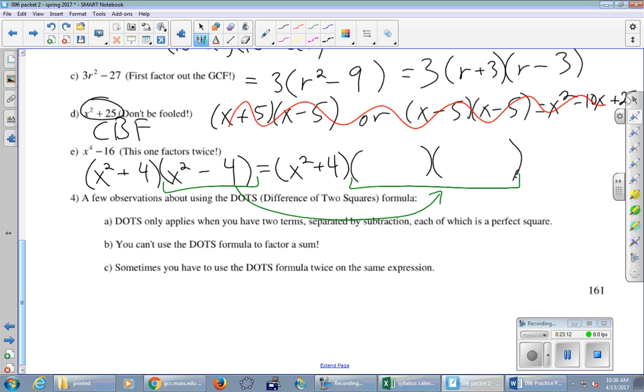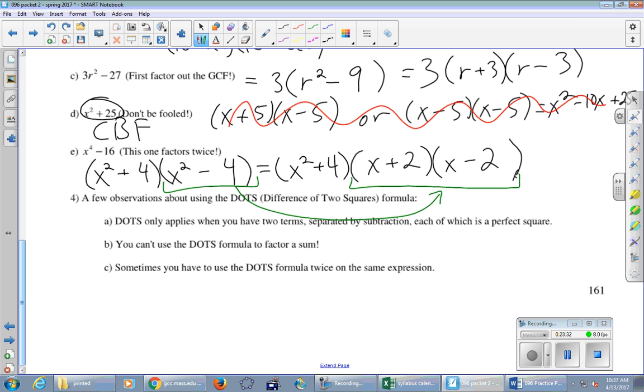What are they? X plus 2, x minus 2, and that's as far as we go. Questions on that?